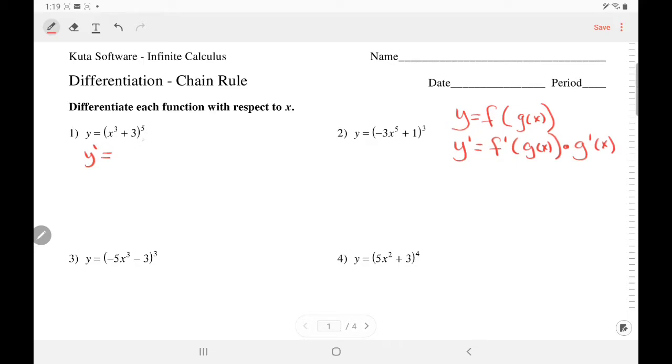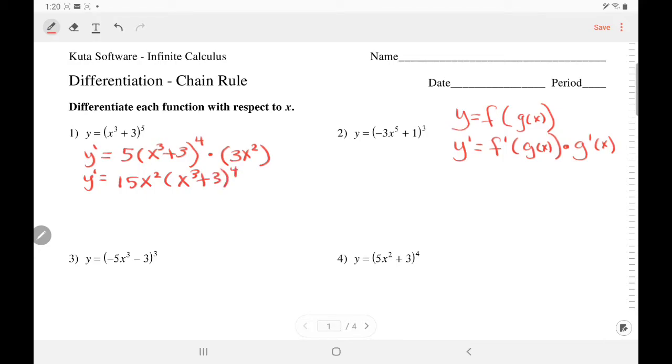Let's derive the outer function, which is the power. So deriving the outer function, I multiply by 5, leave your inner function intact, and reduce the power by 1. That's using the power rule. Now we multiply by the derivative of the inner function. So that would be 3x squared. That's all because the derivative of 3 is 0. Now we just simplify by multiplying the 5 with the 3x squared, and you have 15x squared times (x cubed plus 3) to the 4th power.